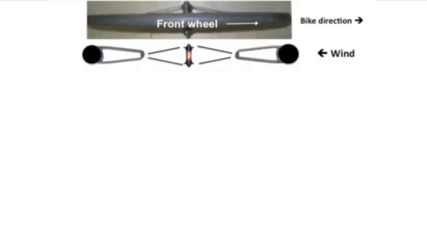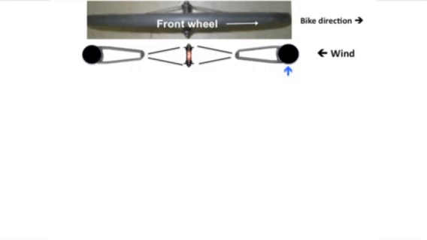Now in this picture here, what we're looking at is the front wheel of a bicycle, and the bike is moving from left to right in the direction shown, and the wheel is rotating forward as you can see by the arrow. This is what the wind sees. So if I'm going from left to right, the wind is coming from right to left, as we show it there by the arrow. What the wind has to do is figure out a way to get around the wheel.